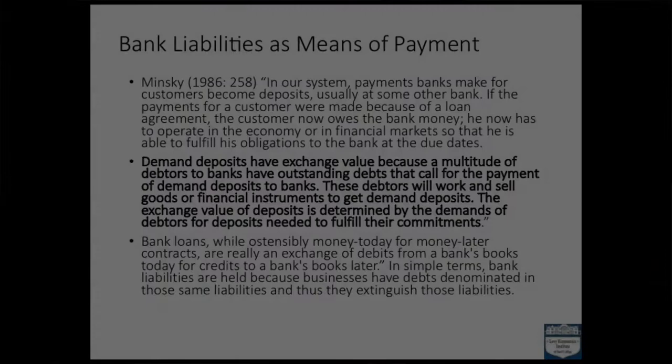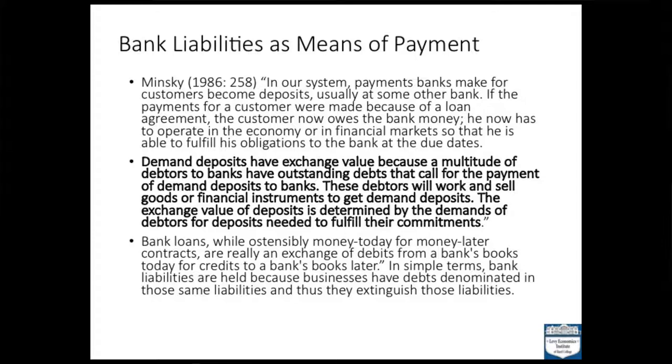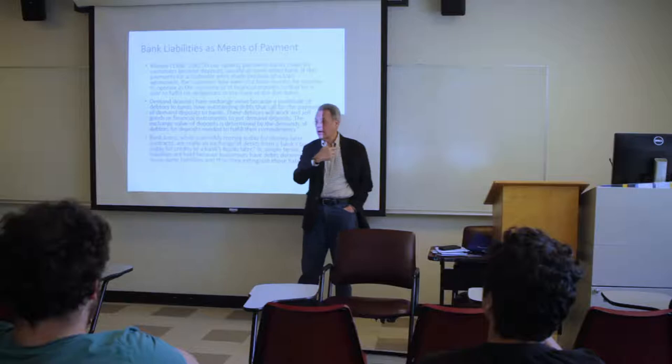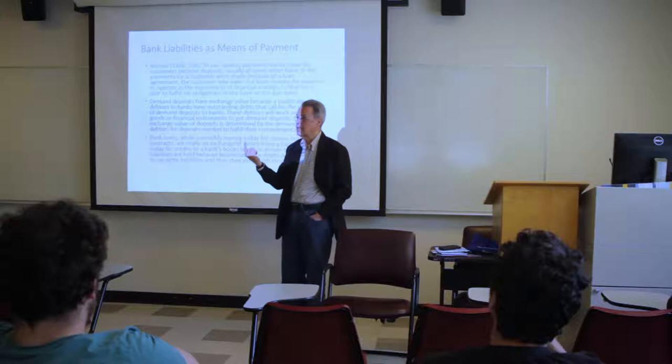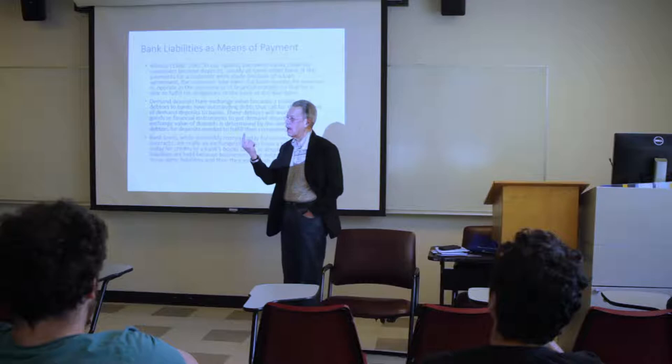Take the middle quote, Minsky. Demand deposits have exchange value because a multitude of debtors to banks have outstanding debts that can call for the payment of demand deposits to banks. These debtors will work and sell goods or financial instruments to get demand deposits. The exchange value of deposits is determined by the demands of debtors for deposits needed to fulfill their commitments. Why can banks issue these notes? They can only issue the notes because we're all part of this same clearing system, and you need those notes because they represent a credit that you can use to extinguish a debt.